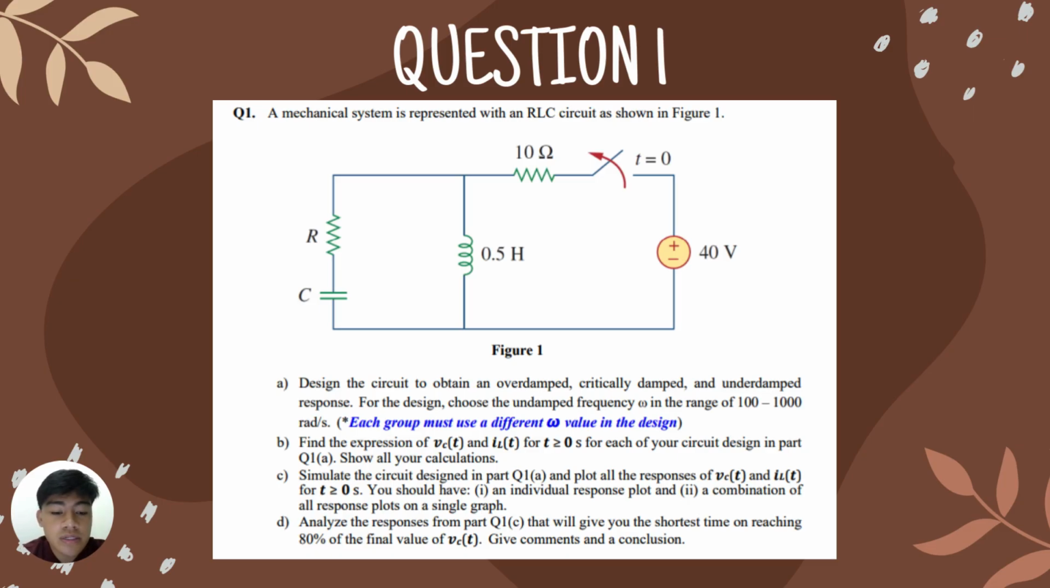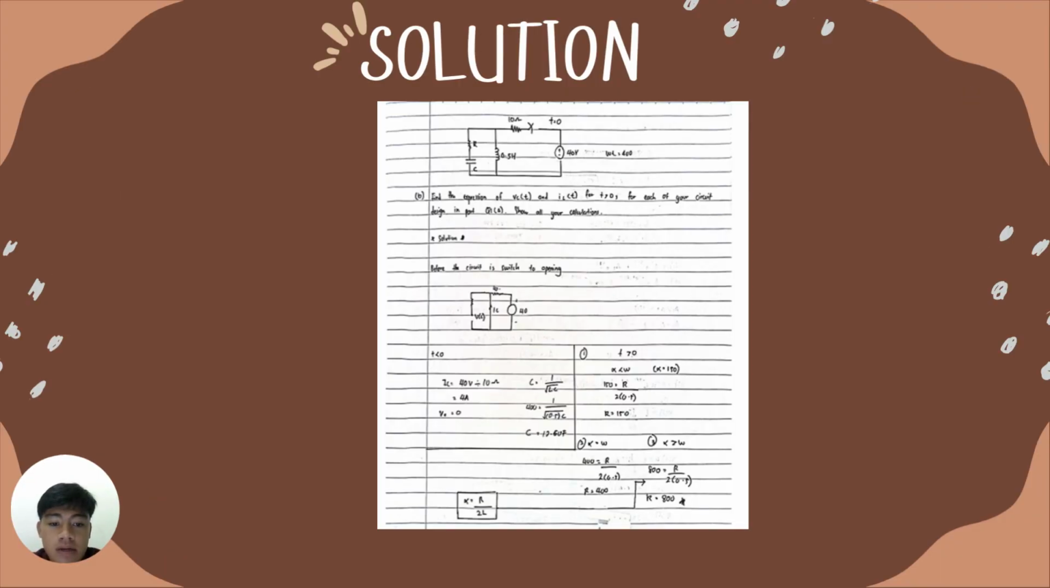This is the first question of our project. It is already given a circuit with a 40 volt power supply, 10 ohm resistor, and an inductor with the value of 0.5 Henry, and a resistor with capacitor. For the resistor and capacitor value, the question doesn't give the value, so we need to find it.